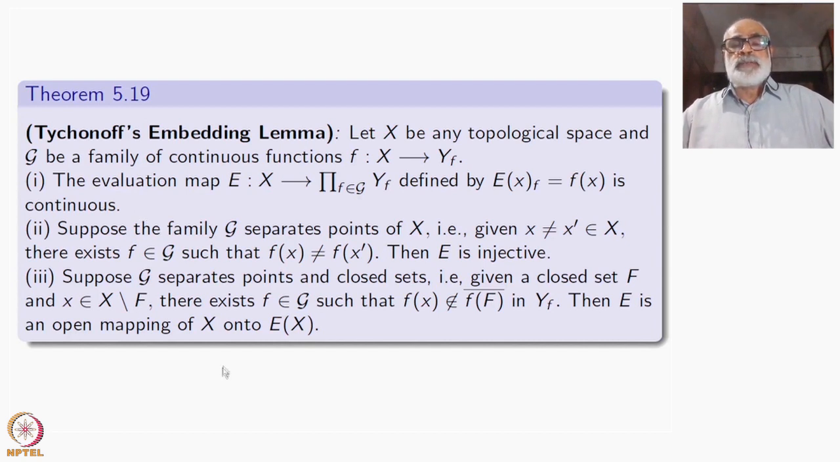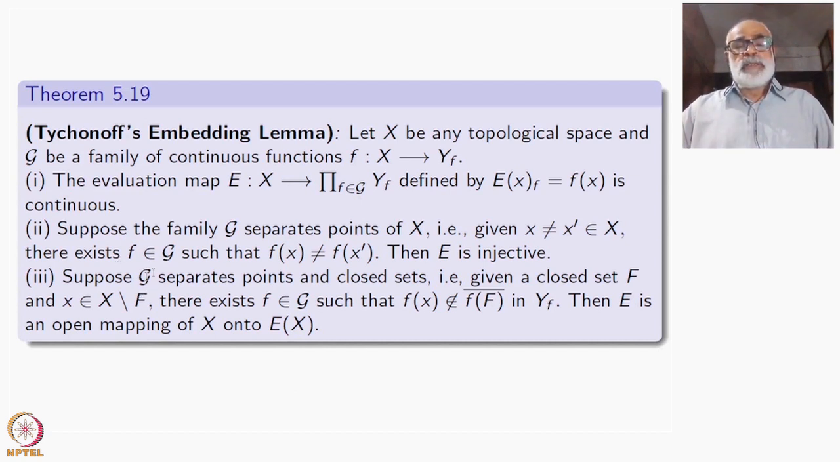The second part is, suppose the family G separates points of X, which just means that if you are given two distinct points x and x prime inside X, there exists a function f inside this family G such that f(x) is not equal to f(x prime), that x and x prime have been separated by f, that is the whole idea. So, if that condition is satisfied, then the evaluation map E defined in part 1 is injective. This is the second part.